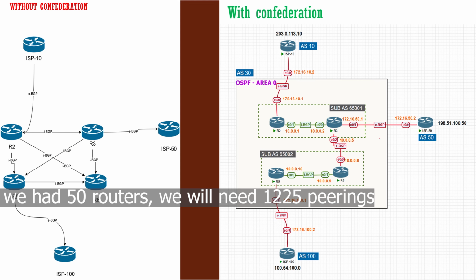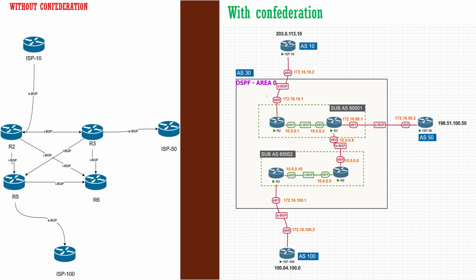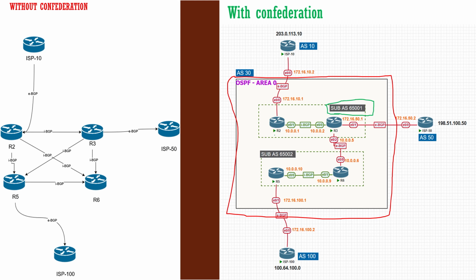So in order to solve the problem, what we could do is take one area. For example, this topology on the right hand side is similar to what we have on the left, except I have IP addresses configured. So we could divide this entire AS30, this entire autonomous system, with the red pen, into smaller autonomous systems. Here we can have autonomous system 65001, where we have R2 and R3, and then 65002 where R5 and R6 are part of the same autonomous system.